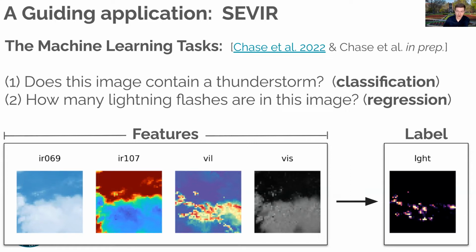So task 1, or the classification task, is based off of these images of water vapor, infrared, the vertically integrated liquid, and visible. Can you tell me if there's at least 1 flash of lightning within this 48 by 48 pixel image? And then task 2 is, could you actually tell me how many flashes are in that image? So these are relatively simple examples, and while they don't have all that power for operational use, I hope they're useful enough to give us a guiding example in this lecture today and in your Trustathon.